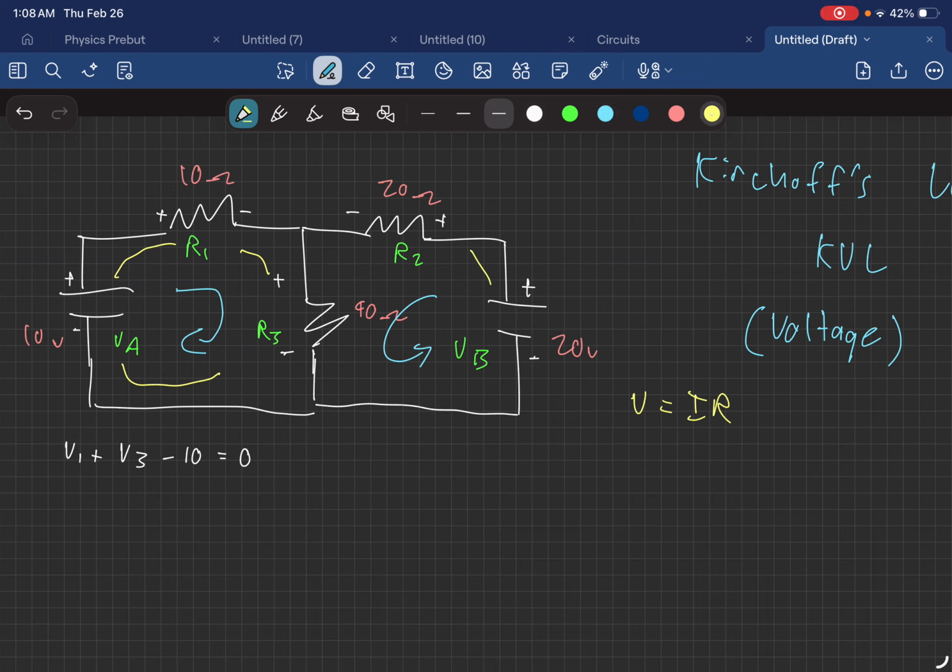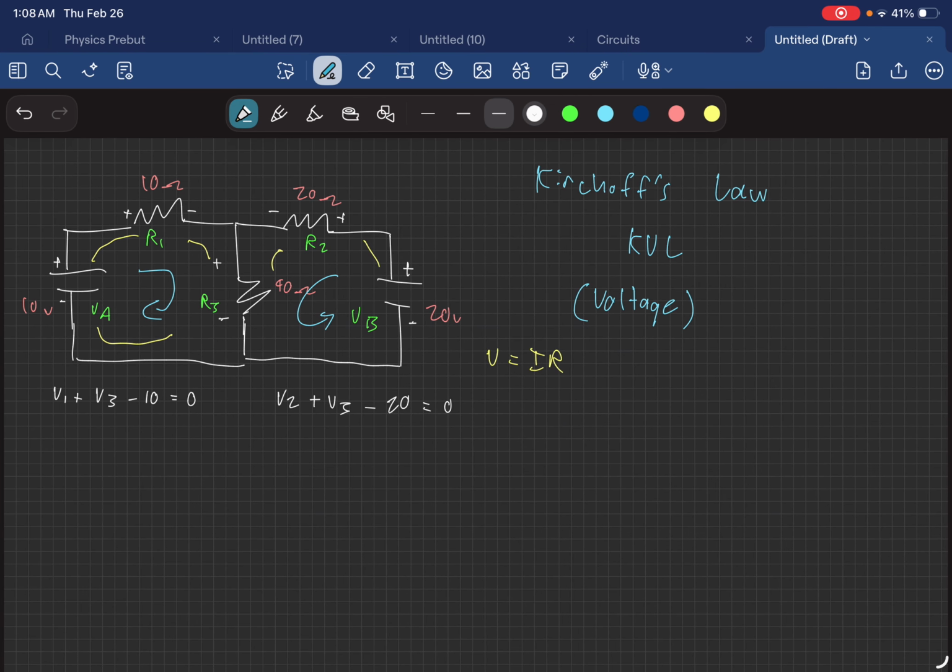The other one is counterclockwise. So we move, V2. Oh wait, I want that to be right. So plus V2. We move, plus V3, and then we move, I guess, negative. So minus 20 equals 0. Simple as that, right?